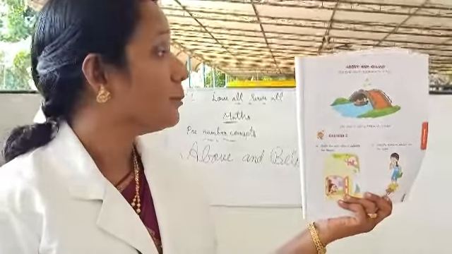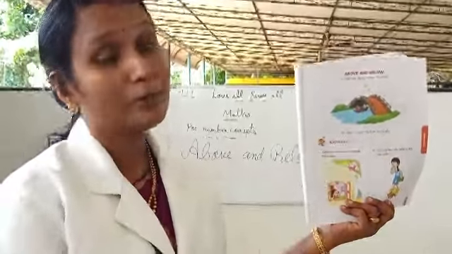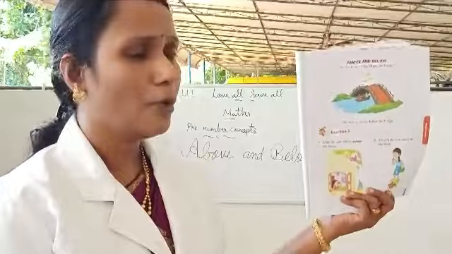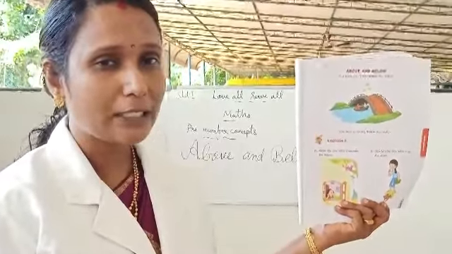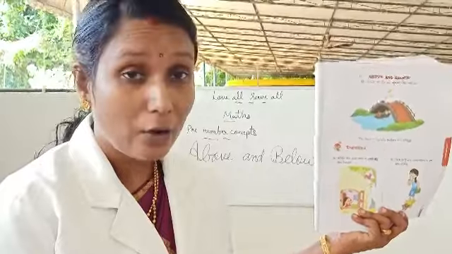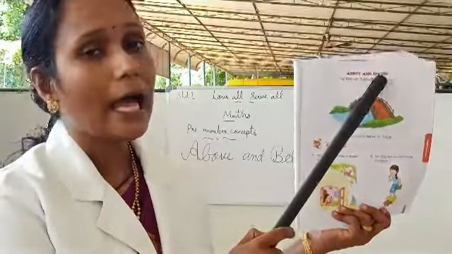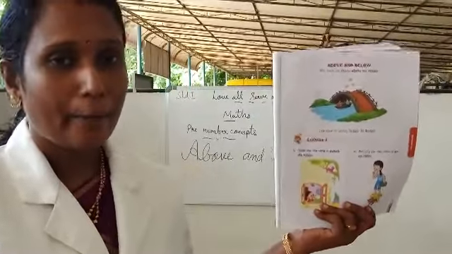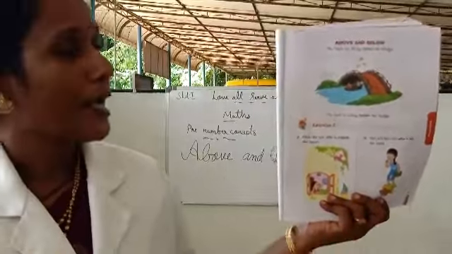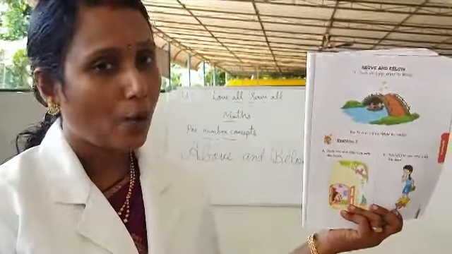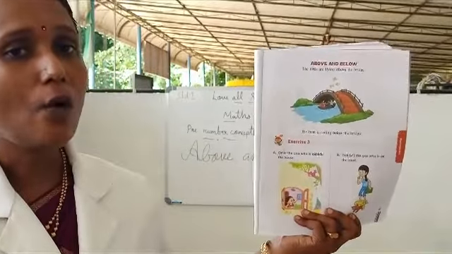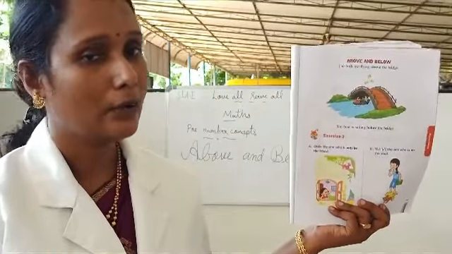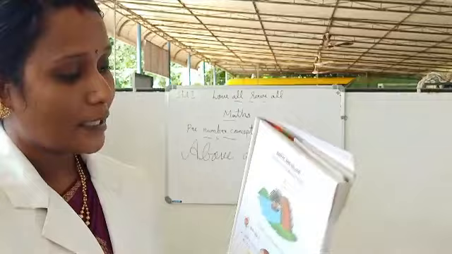Children, look at this figure. Where are the birds? The birds are flying above the bridge. And where is the boat? The boat is sailing below the bridge. Above and below. A-B-O-V-E. Above. Repeat after me. And below. B-E-L-O-W. Below.